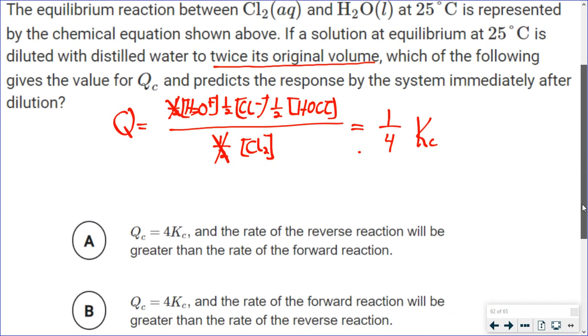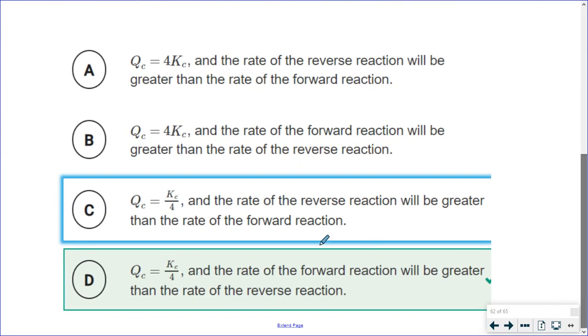And let's see if that's one of our choices here. There it is, D is our correct answer. Qc would be Kc over 4. And then it has a little statement here: the rate of the forward reaction will be greater than the rate of the reverse reaction. The other one says the reverse of that.